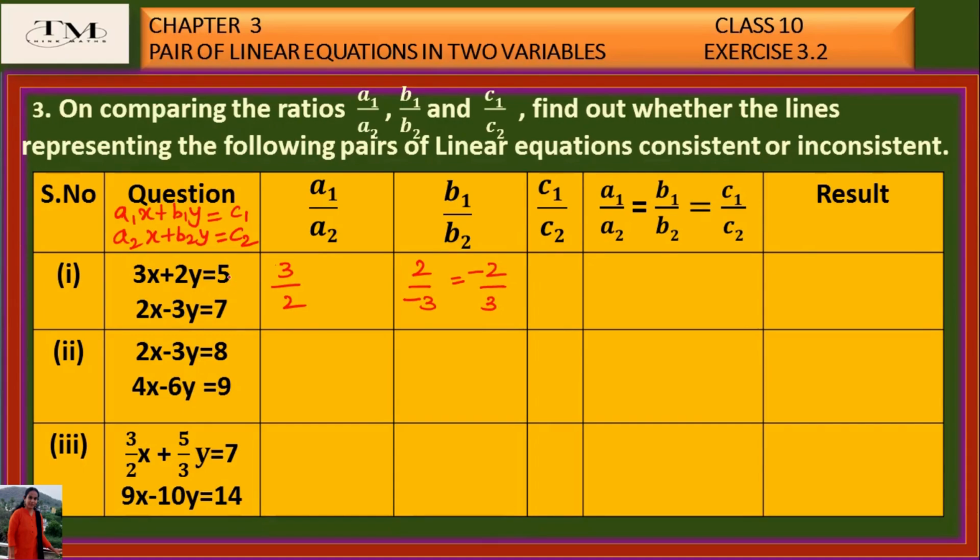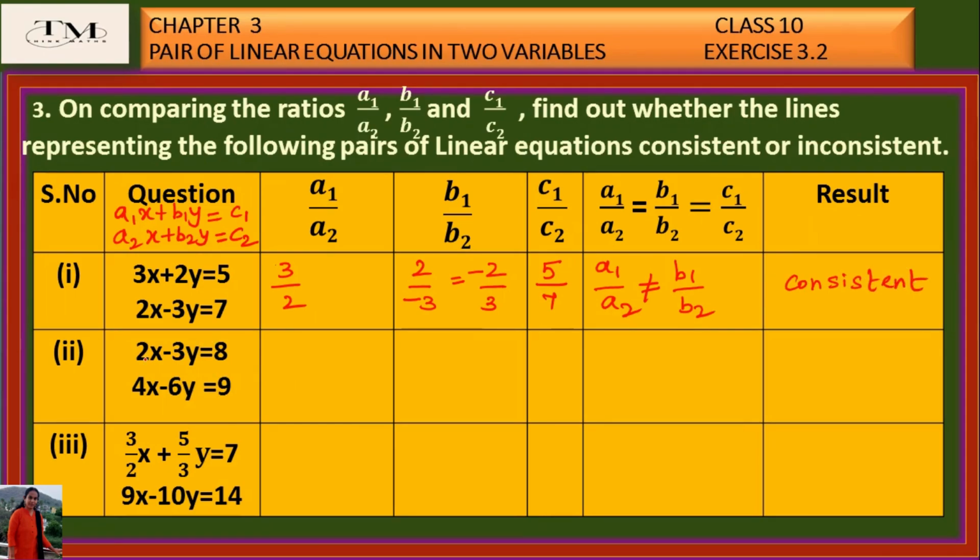So next C1 by C2, constant values, it is 5 divided by 7. So if we compare the values, all are not equal. So that is A1 by A2 is not equal to B1 by B2. So if this condition exists, then we can say the solution is consistent.